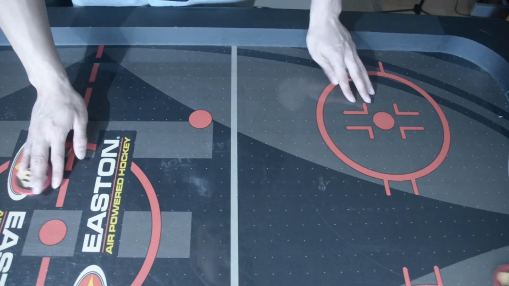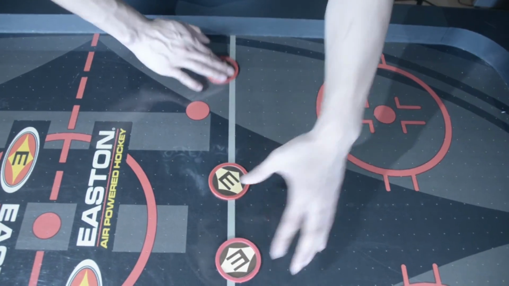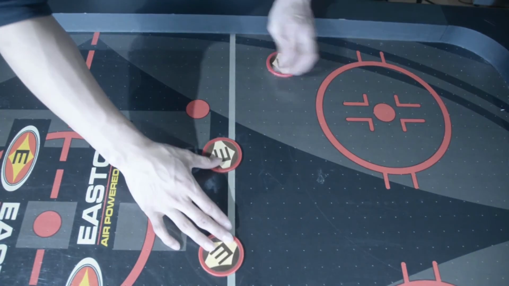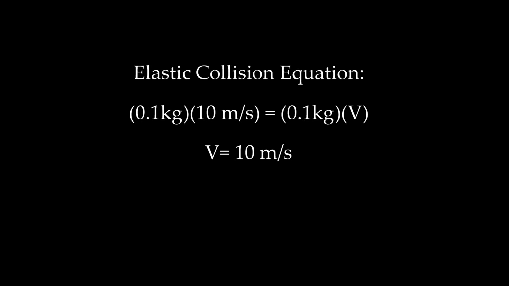Finally, let's take a look at an elastic collision. In this case, we have two air hockey pucks undergoing a collision. Notice how after the collision, the first puck has lost all of its speed and has been transferred into the second puck. The velocity can be calculated using the law of conservation of momentum formulas. Finally, we have our elastic collision example.